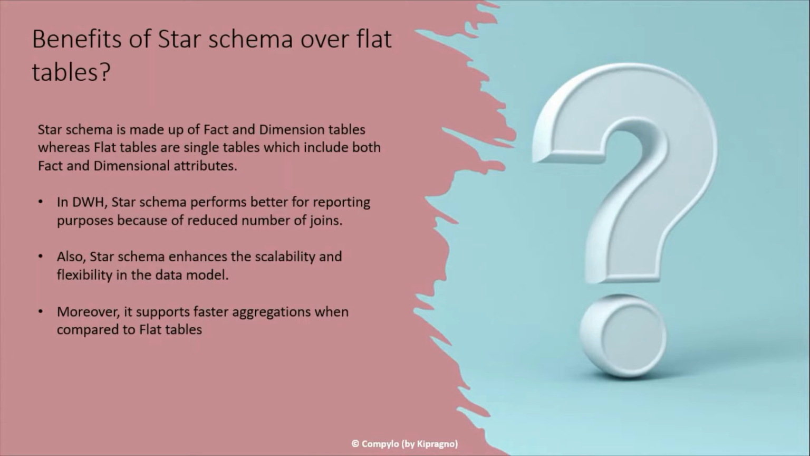What are the benefits of star schema over flat tables? Star schema is made up of fact and dimension tables, whereas flat tables are single tables which include both fact and dimensional attributes. In data warehouse, star schema performs better for reporting purposes because of reduced number of joins. Also, star schema enhances the scalability and flexibility in the data model. Moreover, it supports faster aggregations when compared to flat tables.